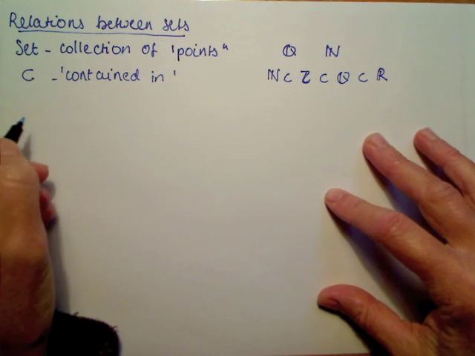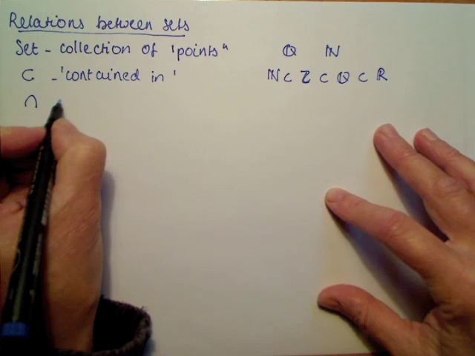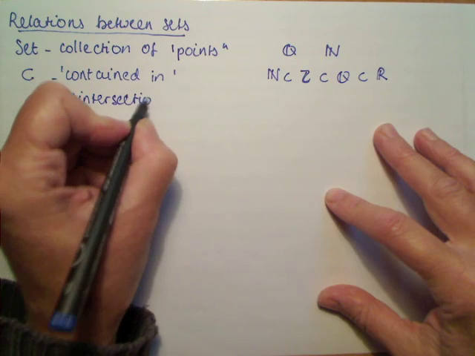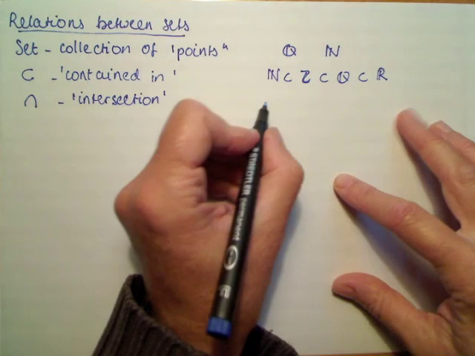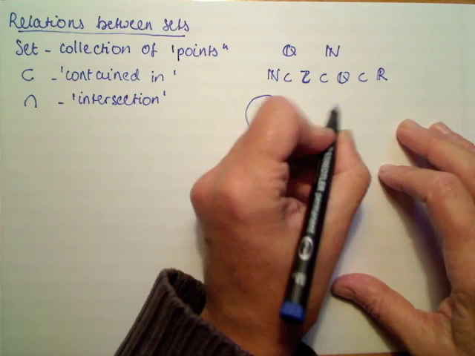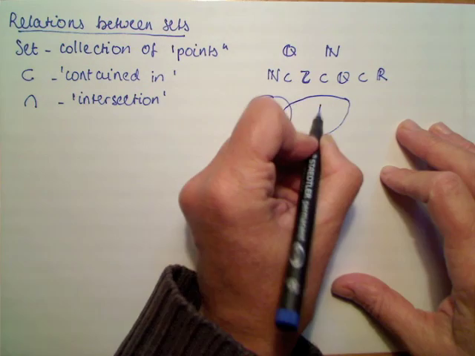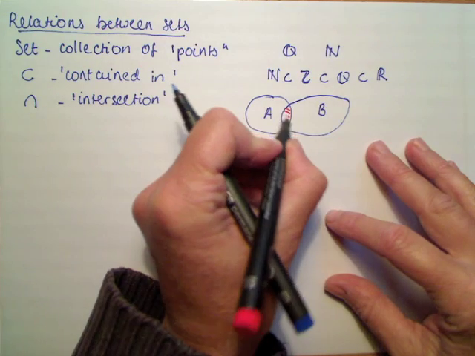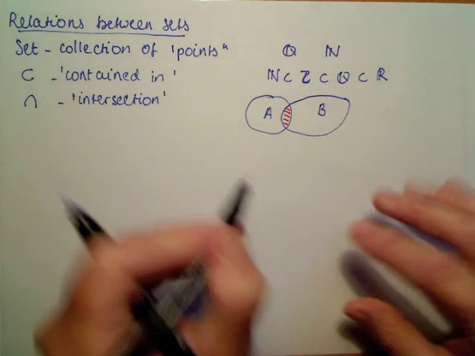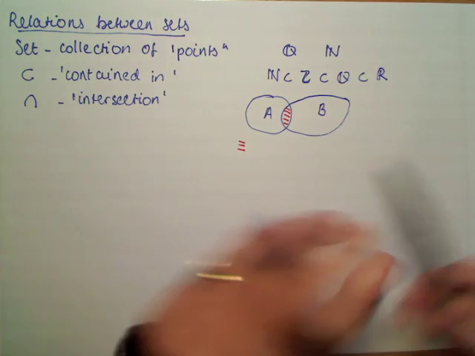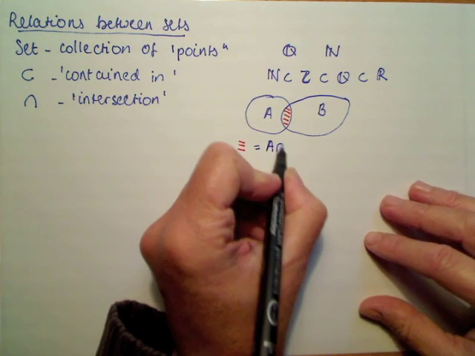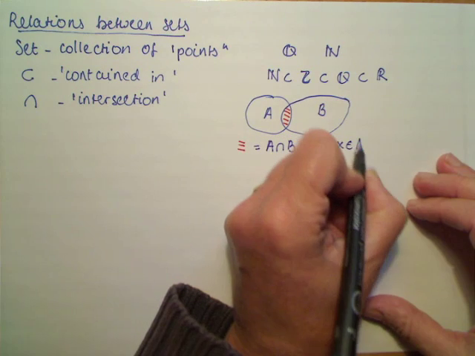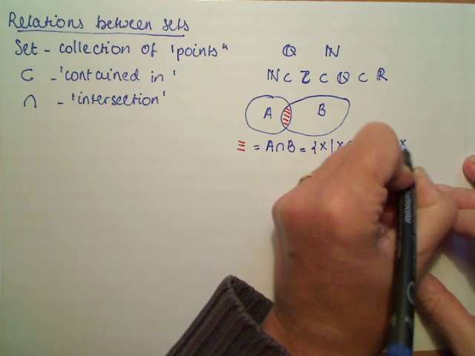Now another relation is called intersection, denoted by this symbol. How can one view what an intersection means? So say that we have two sets A and B. Then the intersection of these two sets is the collection of points that they have in common. So how can we formally describe this? The intersection is the collection of points x, which belong to both A and B.